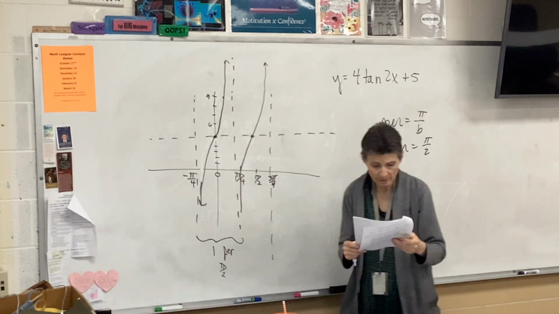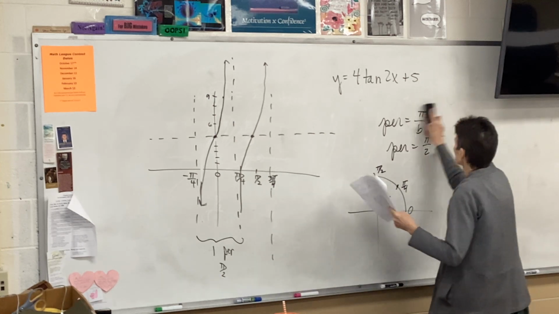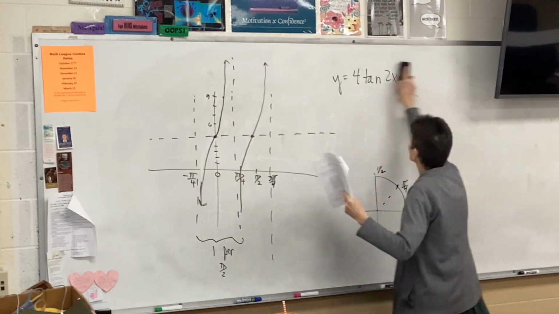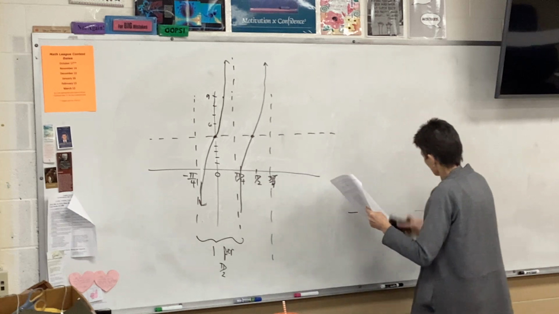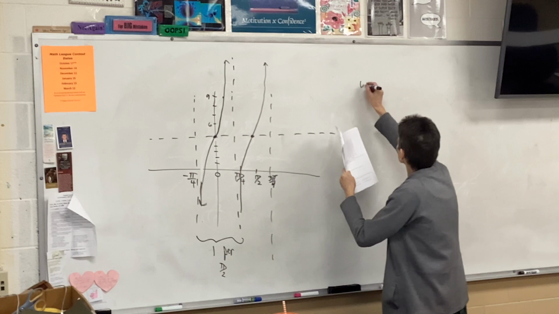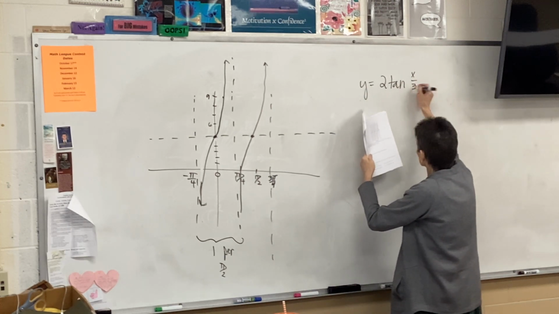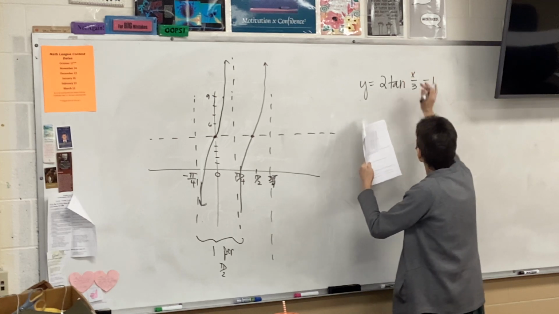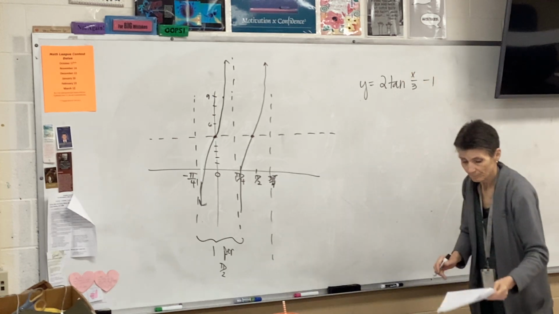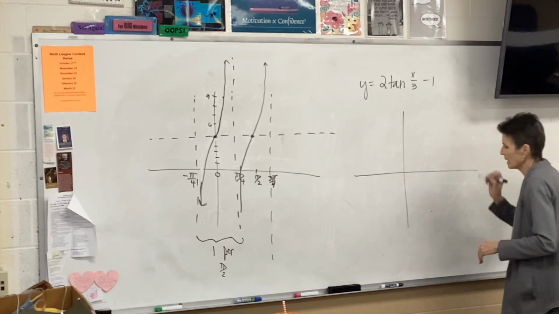All right, example 3. Which give the vertical asymptotes of this curve? All right, let's take a look at it. We're going to sketch this one too, just because I think we need to practice.